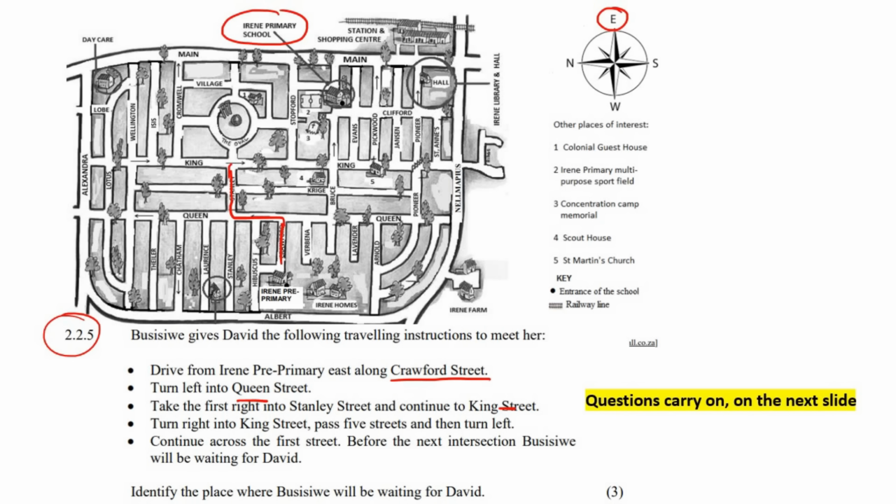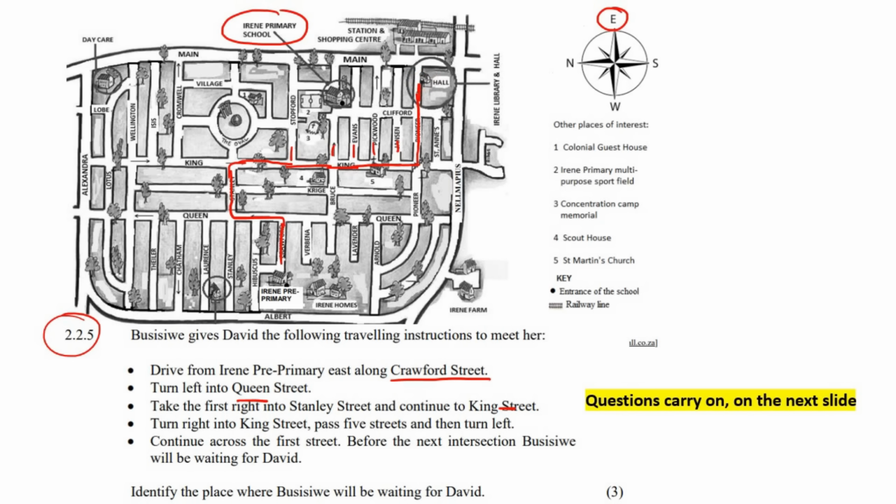Okay, so let's turn right. Okay, so I don't think that counts as a street, so we won't count that one. 1, 2, 3, 4, 5. Pass that one, and then turn left. They said then turn left. Okay. Continue across the first street. Okay, so go across the first street. So go over this one because they said go across it. All right. And then before the next intersection, an intersection is this area over here, Busiswa will be waiting for David. Okay, so Busiswa is going to be waiting for David over here.